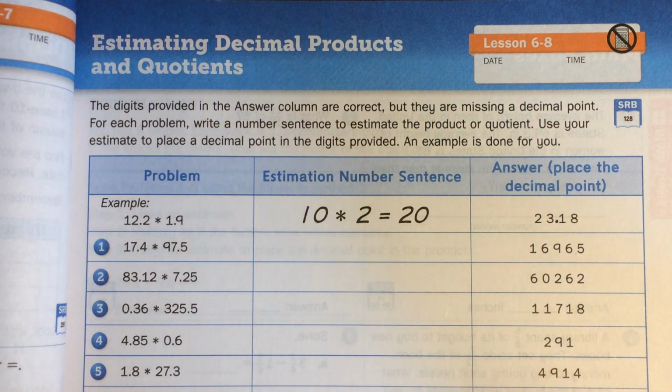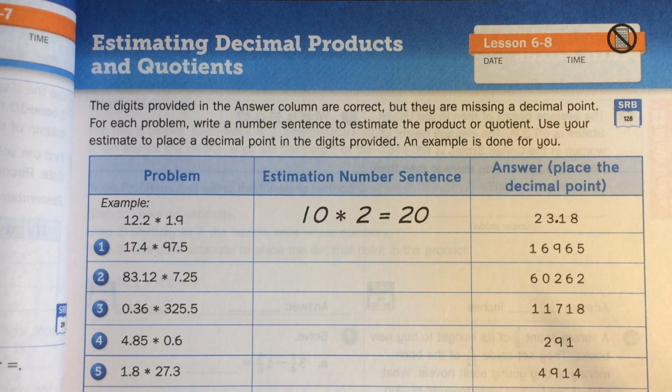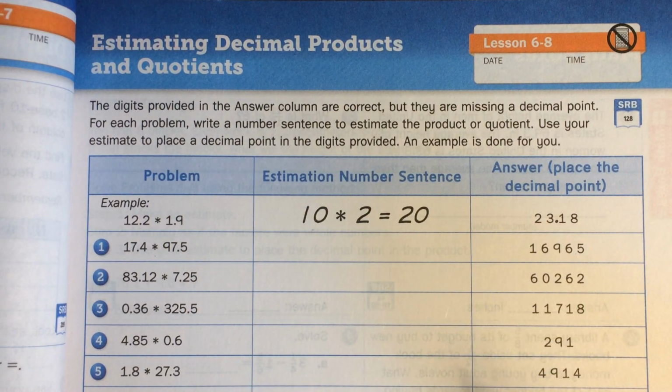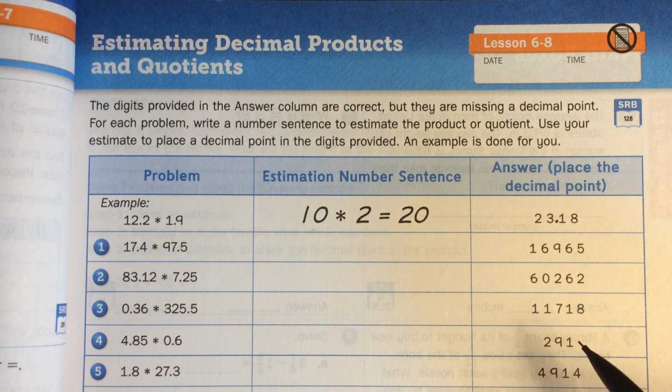Number one shows us 12.2 times 1.9. So to estimate, they said, well, 12, it's pretty close to 10. We'll make that a 10. And 1.9 is scary close to 2. It's as close as you can get using tenths. So their estimate was 10 times 2, which equals 20.